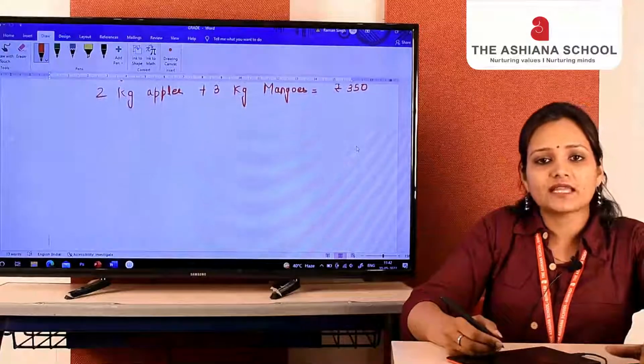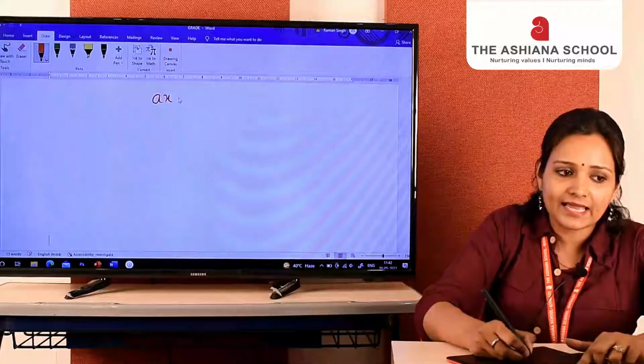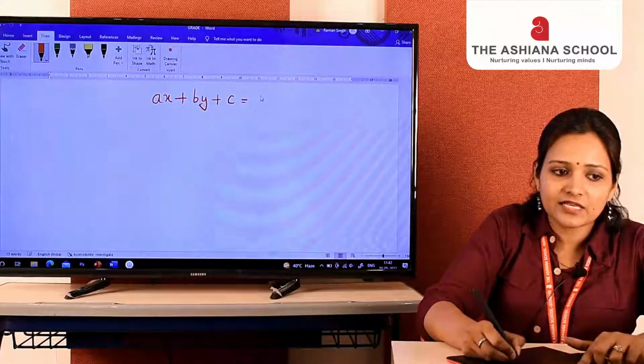Linear equations in two variables, the standard form of linear equation is ax plus by plus c is equal to 0.